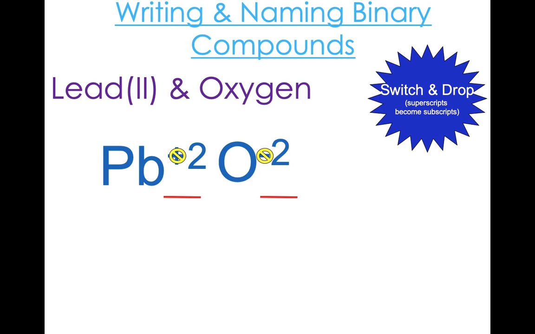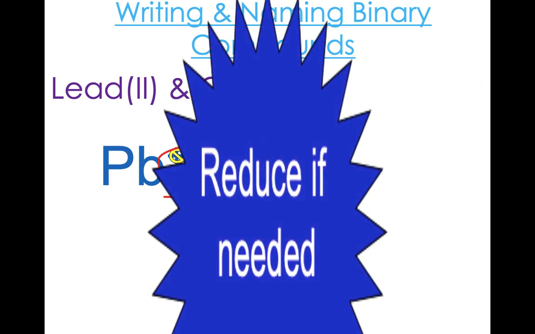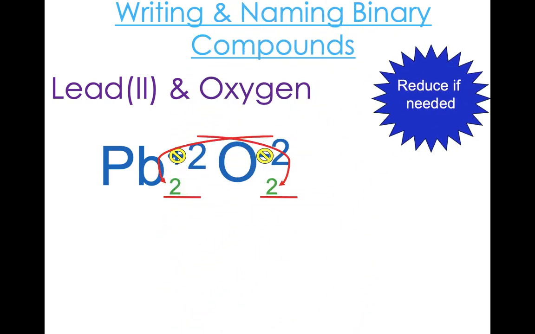So let's switch and drop. So the 2 from the lead is going to come down next to the oxygen, and the 2 from the oxygen is going to come down next to the lead. Look at what's on the red lines. Can that be reduced? Absolutely, it's a 2 and a 2. So we're going to reduce that down to a 1 and a 1.